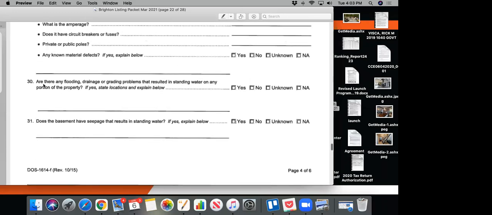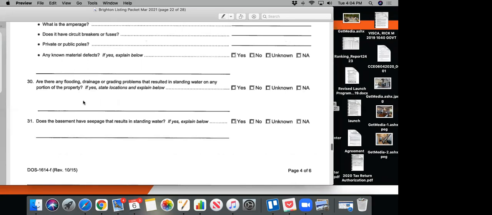So, a lot of times, are there any flooding, drainage or grading problems that result in any standing water on the property? A lot of times, a seller will say, oh, in the back corner, in March, when we get the rains in April, there's water that sits back there. Do I need to disclose that? I always say yes.